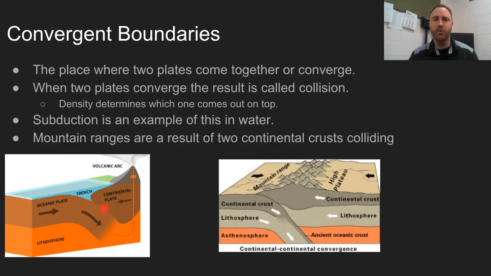Another type of movement is what we call convergent boundaries, the place where two plates come together or converge. When two plates converge, the result is a collision. So essentially you have a plate and a plate, and as they come together, they collide with one another. Density determines which one comes out on top, so one is going to get forced down, the other one is going to go up above.